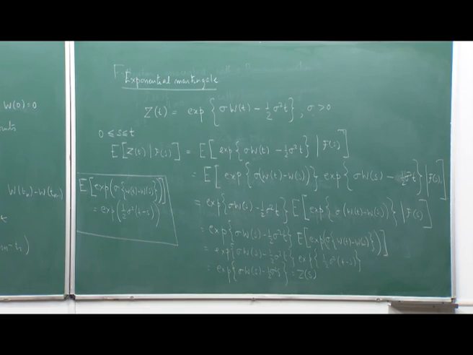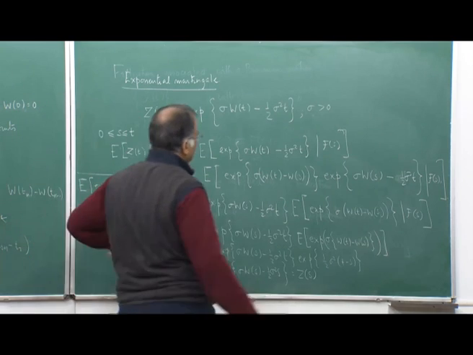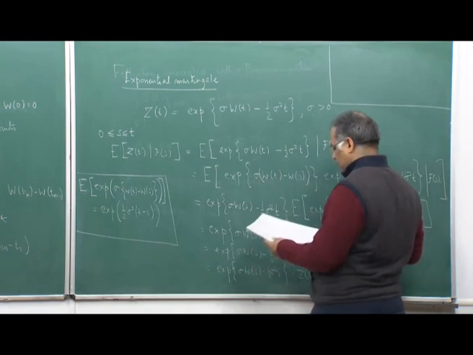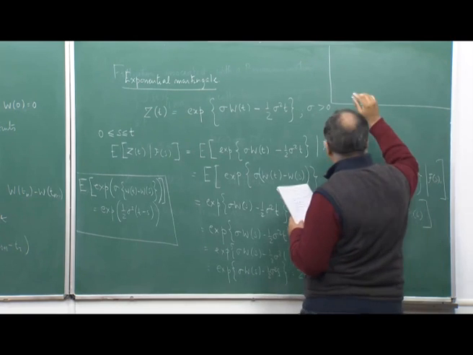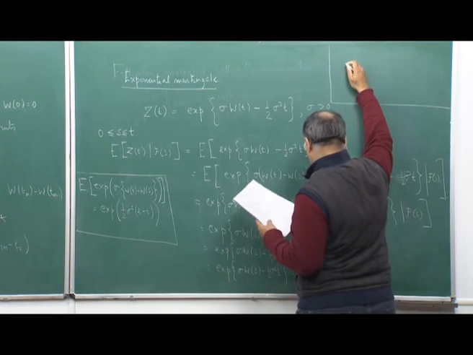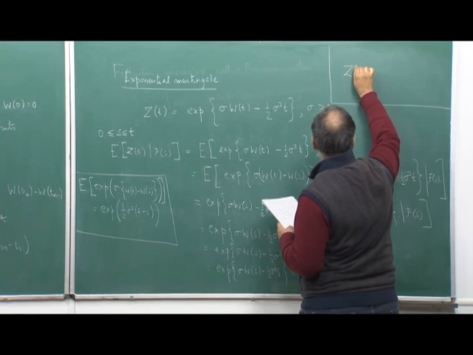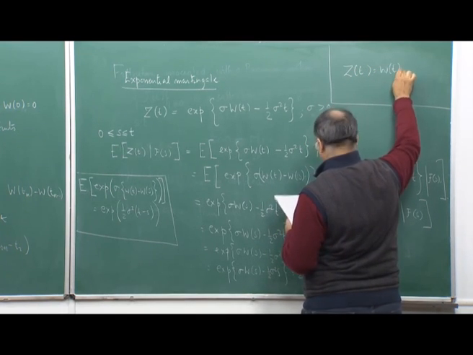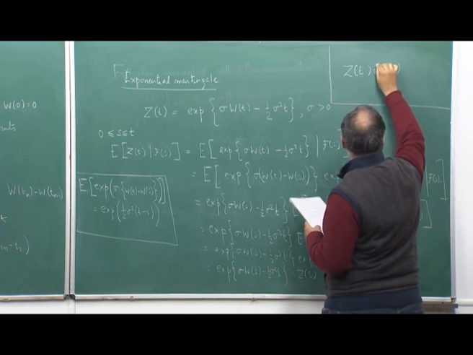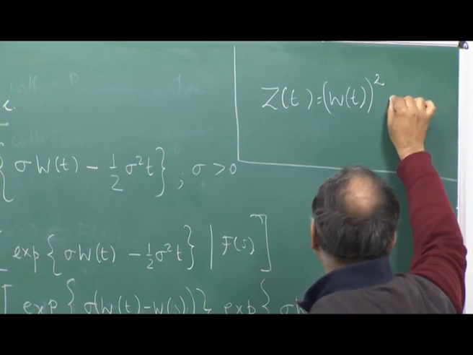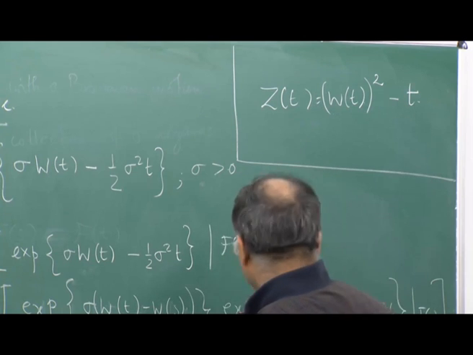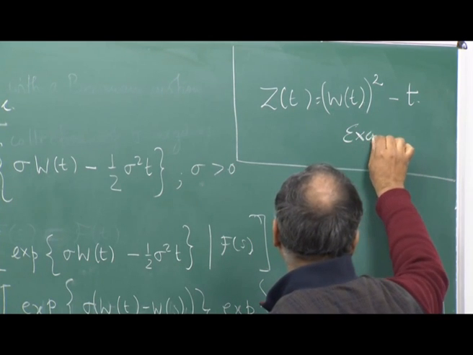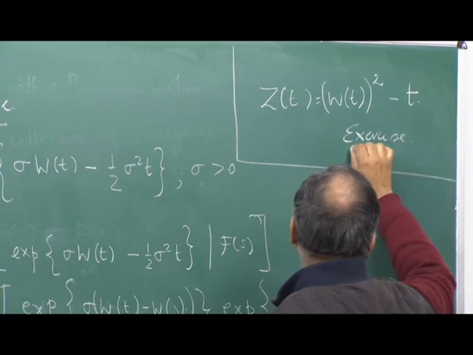There is another martingale which is helpful in finance, which is the following: Zt is W square minus t. This will also go as an exercise in a homework assignment, to prove that this is a martingale.